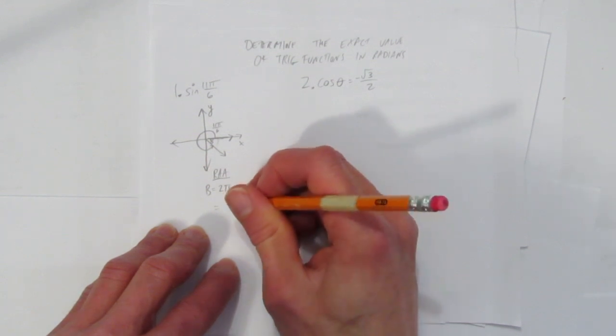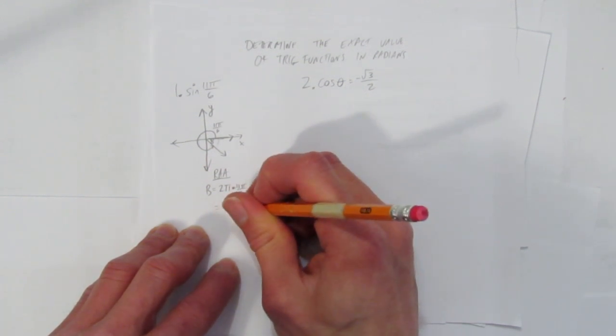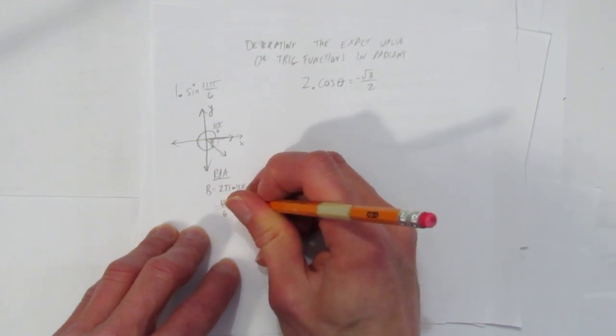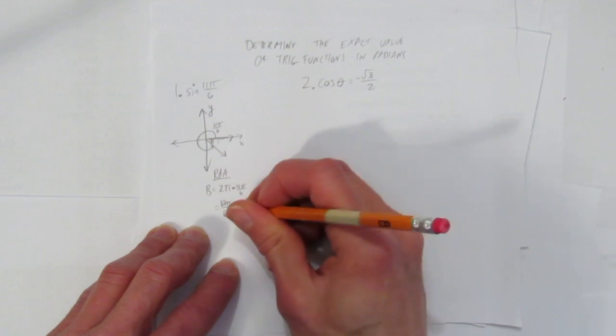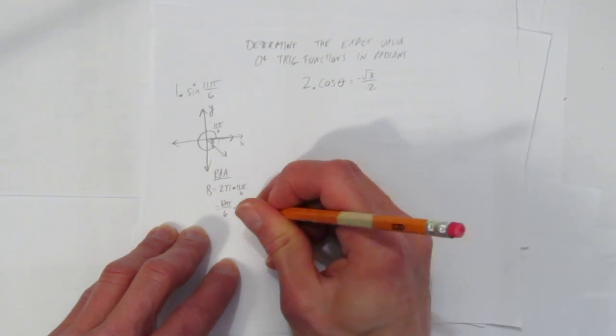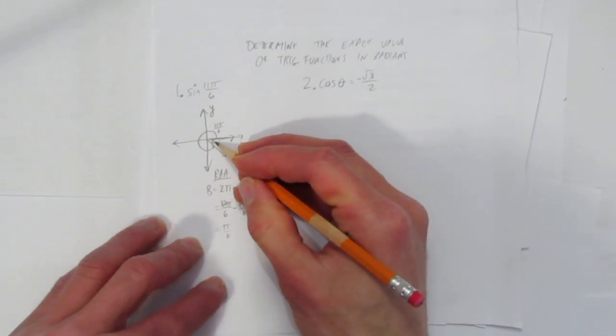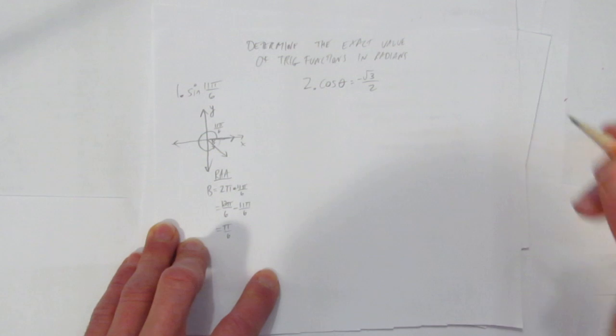What out of 6 makes 2 pi? You want to make 2 pi out of 6, so you need a 12 on top here. And note that 12 pi over 6 is still 2 pi. Take away 11 pi over 6, you get pi over 6. So the angle in here, the beta, is pi over 6.